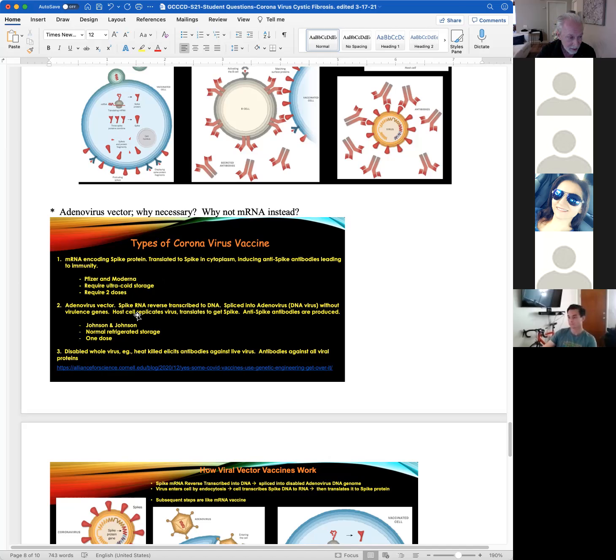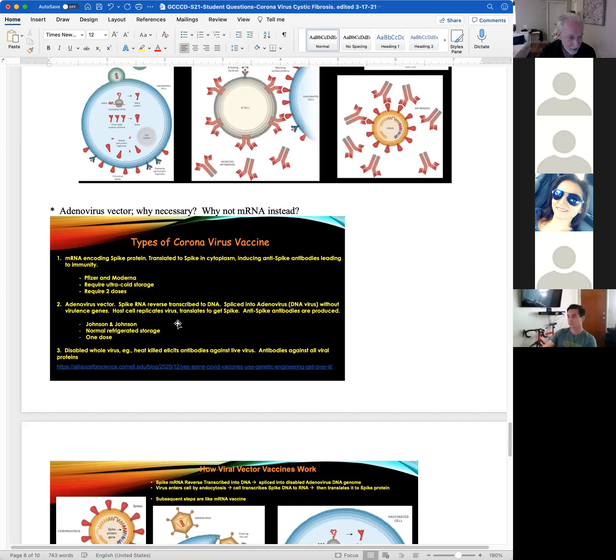Now, if you contrast that with another company, Johnson & Johnson, which apparently is more comfortable with the viral vector, which is what they used. They used adenovirus, reverse transcribed spike into DNA, and spliced that into the virus, and that is the vaccine. The advantage of the J&J vaccine is that it's much more stable. It can be stored in a normal refrigerator at 4 degrees Fahrenheit. And it only requires 1 dose, and that's a big advantage.